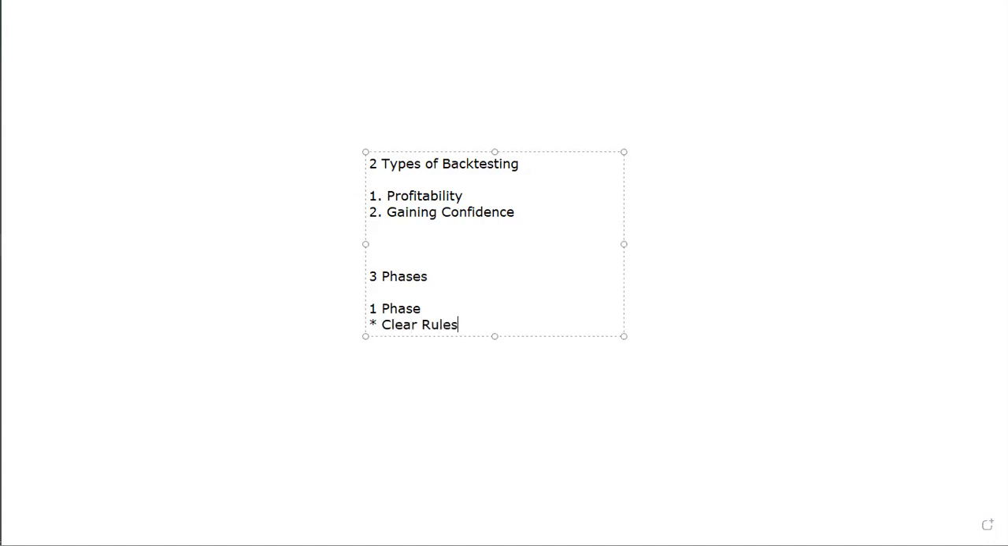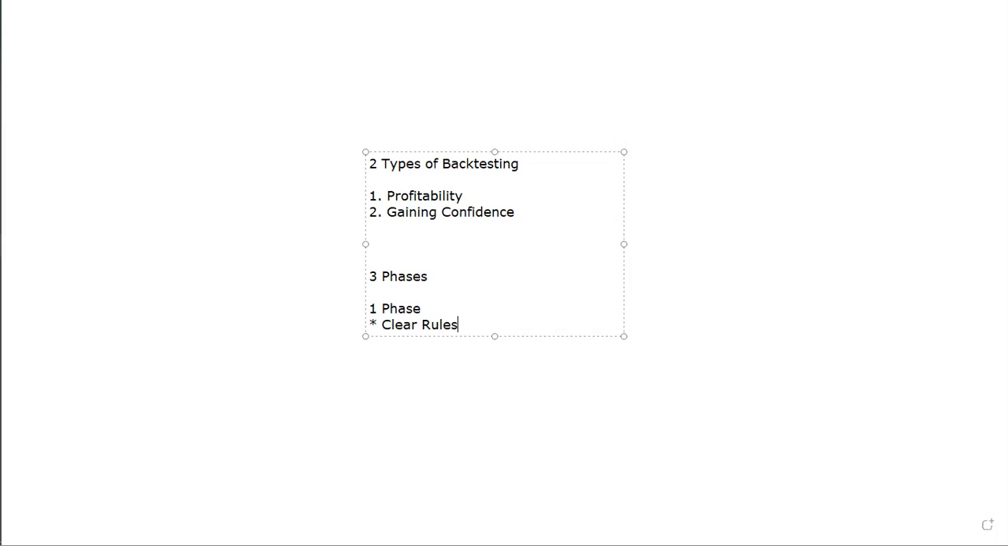So before you begin your back testing, your strategy needs to have clear rules. What is it that you are back testing? Let's say, for instance, you've just picked up the RSI divergence strategy, and you're now looking to use it and apply it in your trading. What you will now need to do is have clear, definitive rules as to how you're going to apply the RSI divergence.